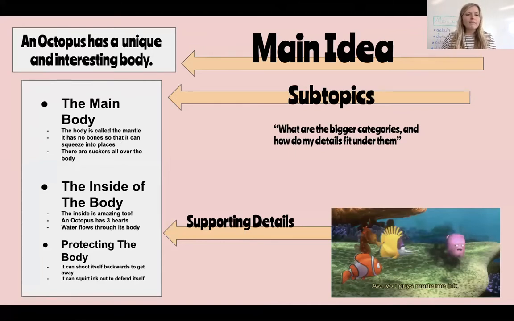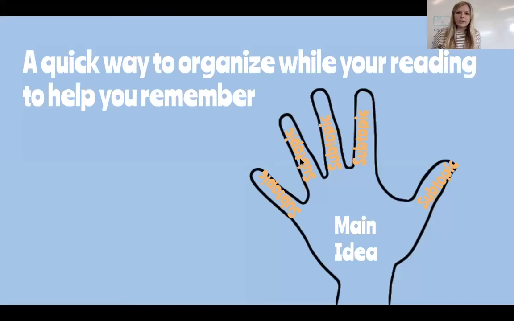The body is called the mantle. It has no bones so that it can squeeze into places, and there are suckers all over the body. Okay, so you see how I organize it. I have my main idea. I have subtopics about that main idea, and then I have even more details about that subtopic. It gets more specific as I go along and zoom in. Again, a quick way to organize while you're reading is to put your main idea on your palm and then say each of your subtopics or each big chunk of what you read.